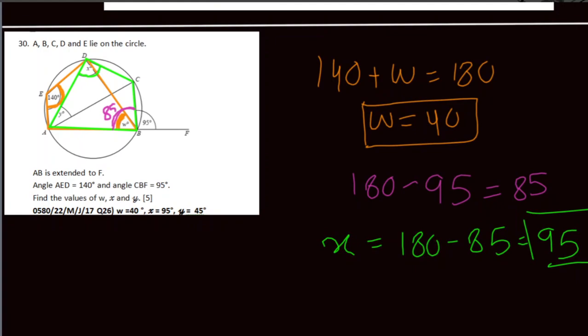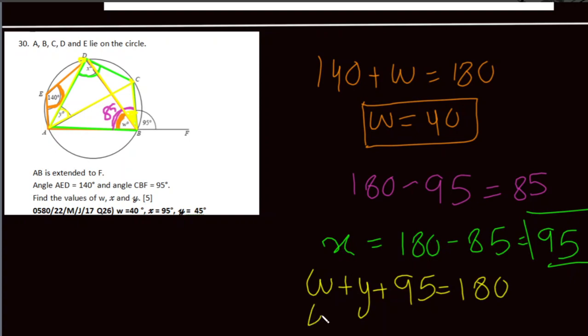Now I need angle y. Angle y is making angles in the same segment with this angle. Angle y is originating from points C and D, and there's another angle originating at the circumference from points C and D, which is this angle. So this angle y is actually equal to this angle here. I can find this angle because the sum of W, the yellow angle, and 95 would be equal to 180. So I'll write W plus y plus 95 equals 180. W was 40, so 40 plus y plus 95 equals 180. So y will come out to be 180 minus 40 minus 95, which is 45, which is the answer.